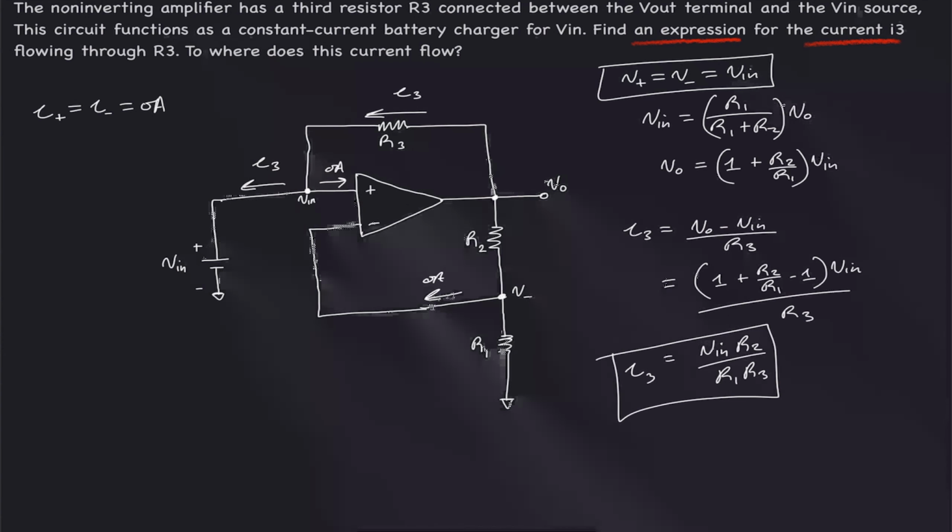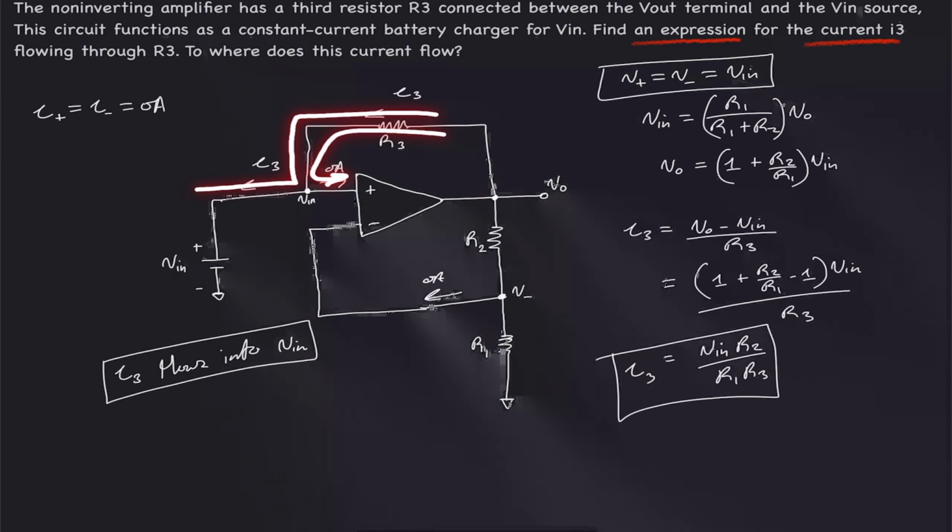So I3 flows into V in. Basically what we're saying is that current cannot flow this way. So if I3 flows, it has to flow through V in.